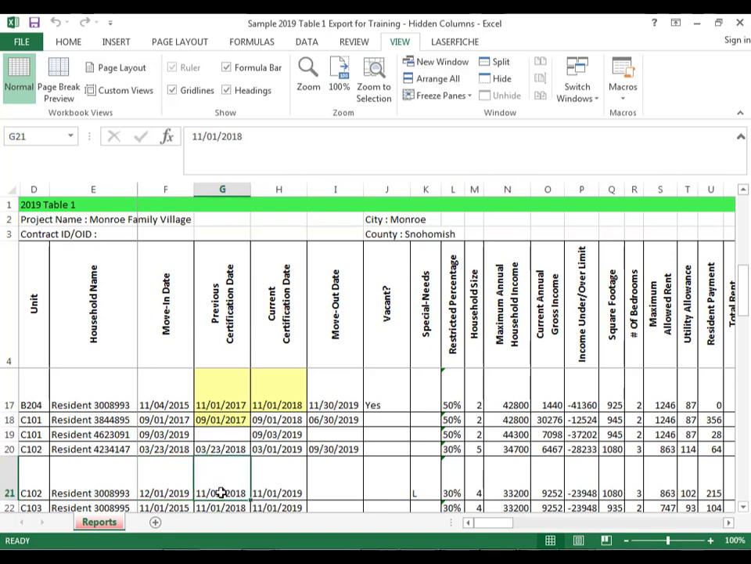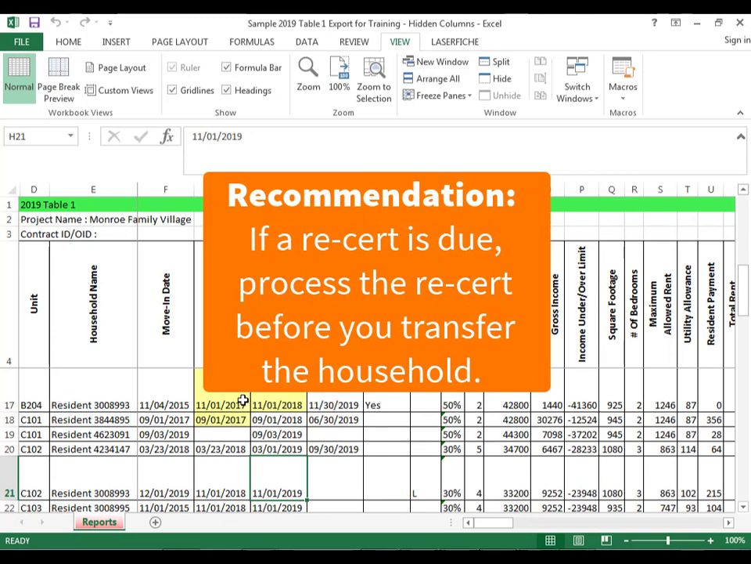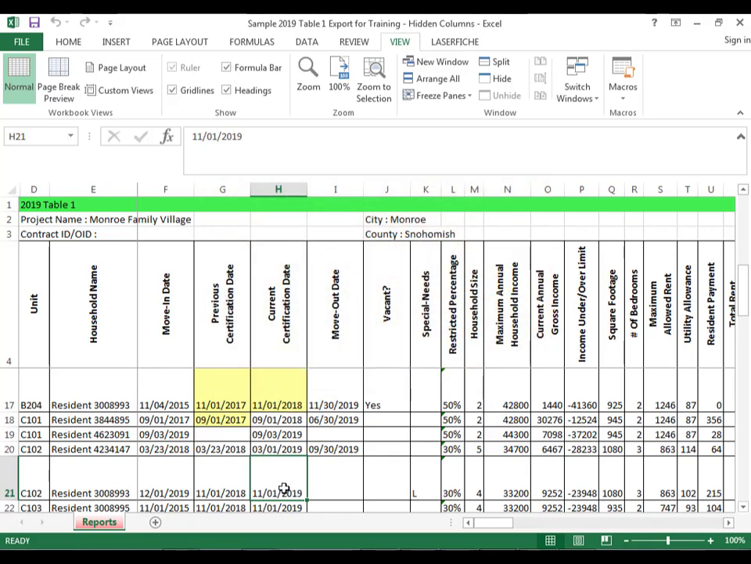Notice that it pulls the information, or it would have pulled the 2017 and 2018 dates, but what happened in this case is the household was transferred and then their 2019 recertification was put into the system. What I would recommend is if a recert is due, you actually process the recert before you transfer the household, and then you wouldn't have these yellow highlights to work with because you would already have had a 2019 recert in the system.